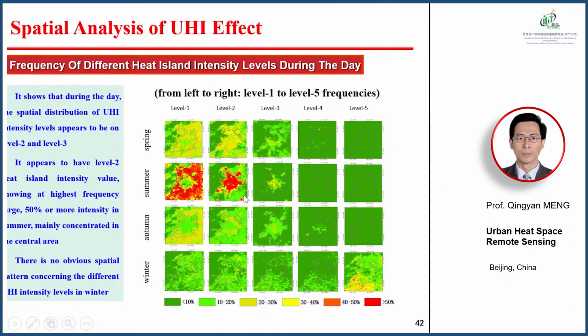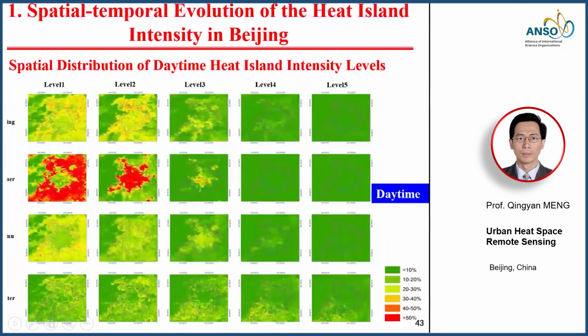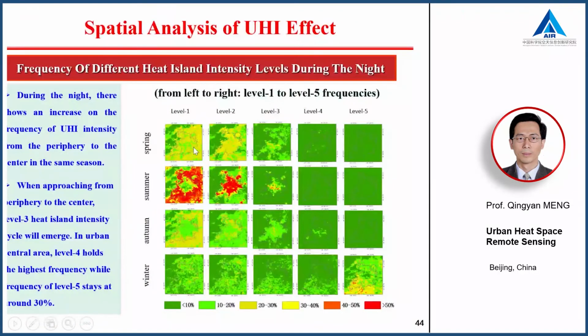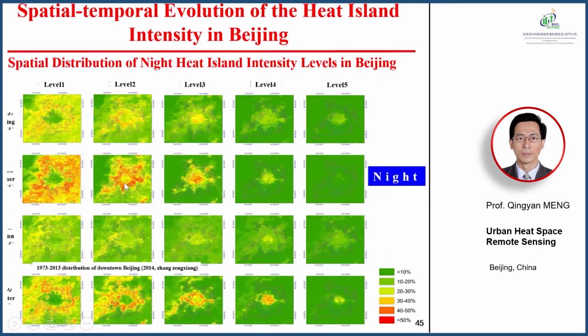There is no obvious spatial pattern concerning the different urban heat island intensity levels in the winter. Okay, here. So you can see from the outside, the daytime, from the outside to inner, it appeared like a ring. And also during the night, they also show an increase in the frequency of the urban heat island intensity from the outside periphery to the center. Also, for the same reason, there is a loop, okay, like it, okay, the loop.